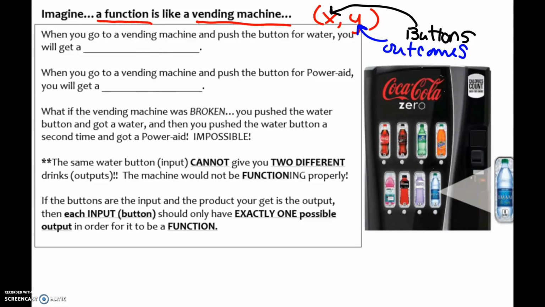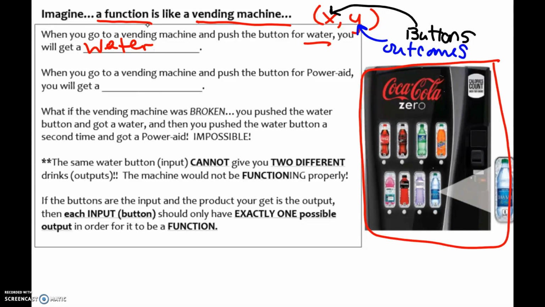So imagine you go to the vending machine, kind of like one pictured over here, and you push the button for water. If that machine is working properly, then you would expect to get a water out of that machine. And then you push the Powerade button at that vending machine, and you would expect to get a Powerade back if it's working properly. But what if that machine was broken?